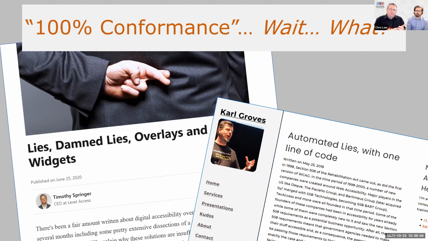The claim that is coming out of a lot of developers and vendors of overlays is 100% conformance. And a lot of us in the accessibility testing field are like, wait, what? There's no feasible way to create 100% conformance with WCAG using an automated system at this stage. We know the technology just does not exist, but that's the claim that is being made, and it's the impression that a lot of people who don't know accessibility are getting. So that was the first one.